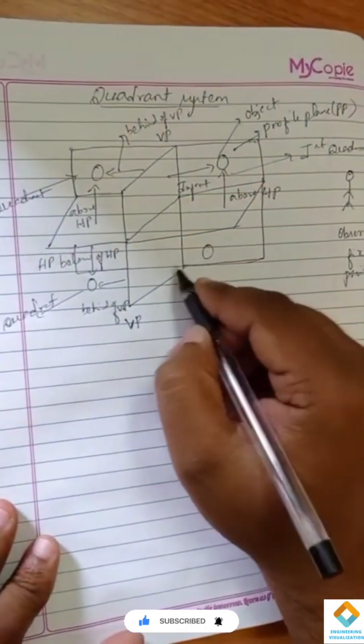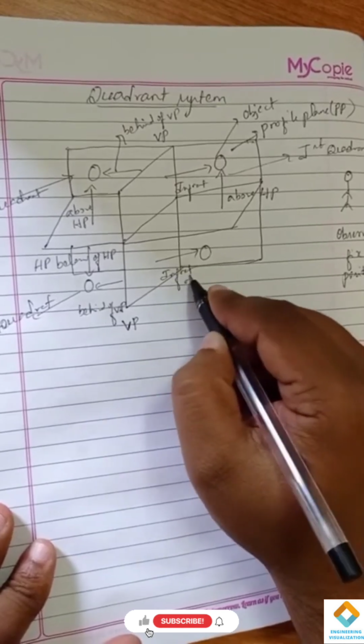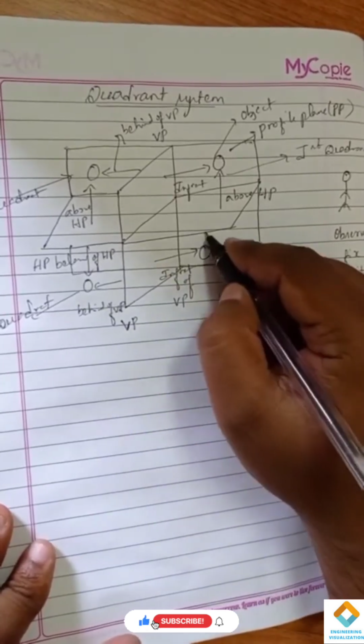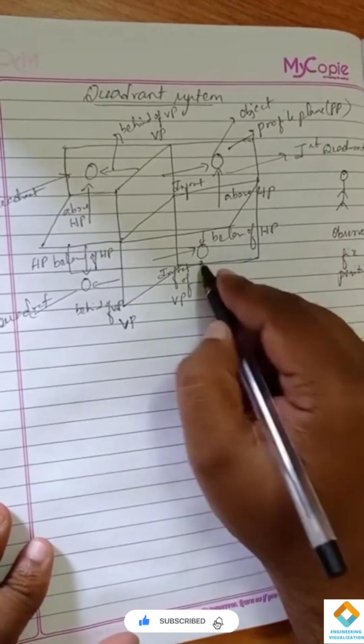Now similarly the VP is placed here. Now the observer is looking at the object here, in front of the VP and below the HP. This is our fourth quadrant.